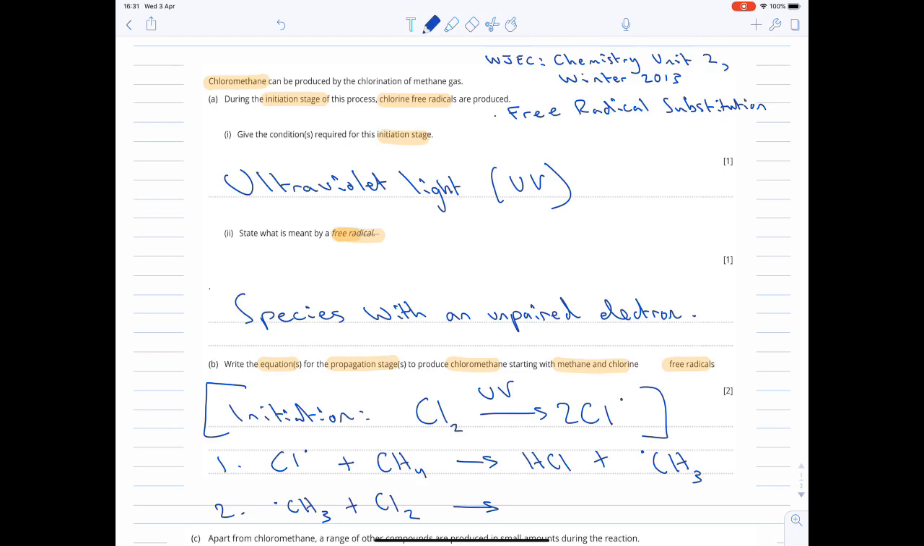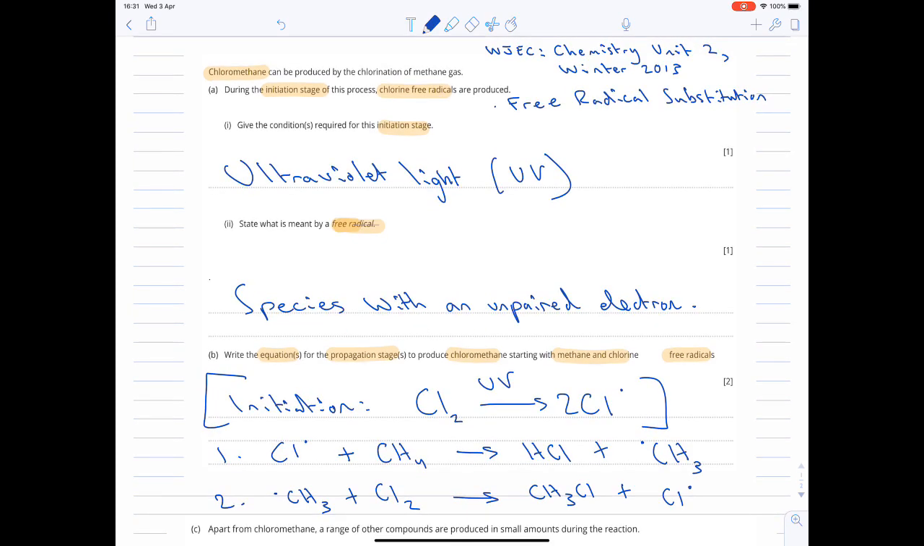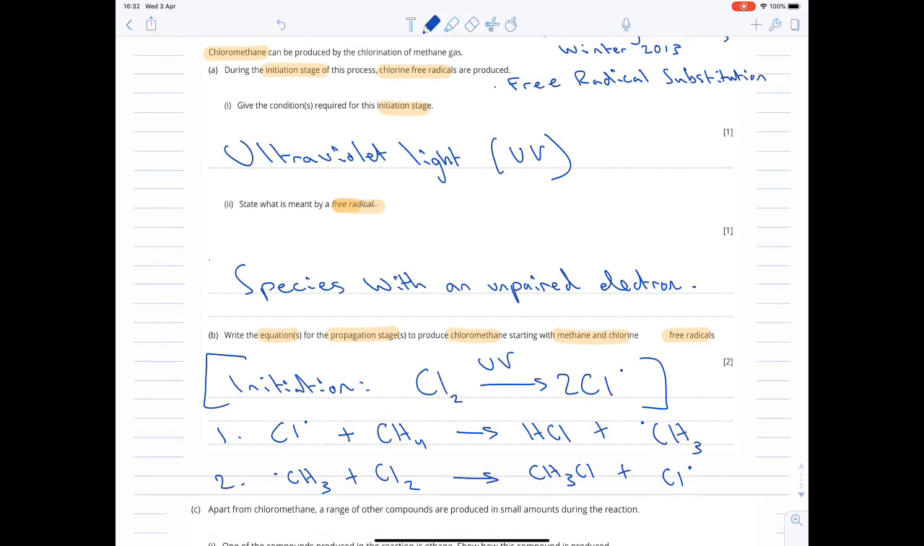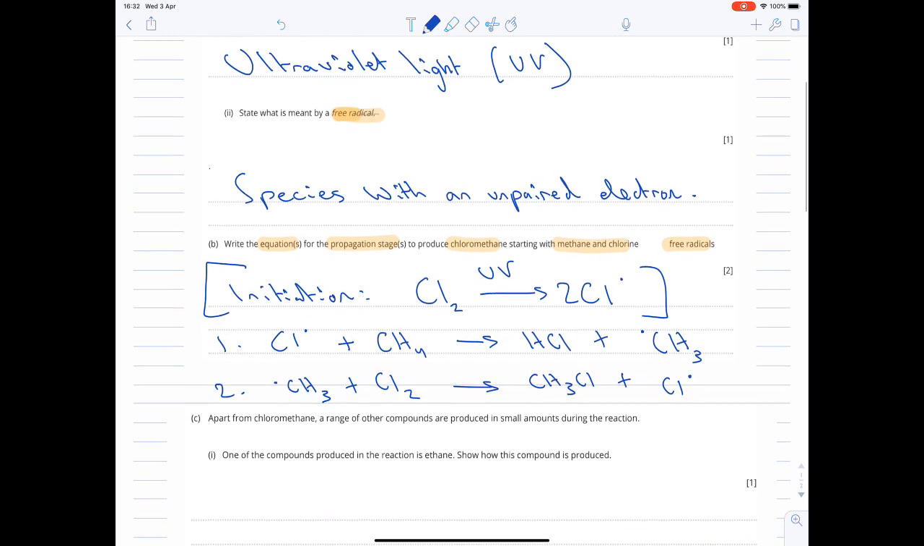So this is obviously very reactive now. So that's when it wants to get one of those chlorines, so that'll be CH3Cl plus, and I'll leave chlorine as a radical now, so that'll be chlorine as a radical here. So that's the two steps for the propagation stage, and we didn't need the initiation here, but I've just put it just to get the question started.